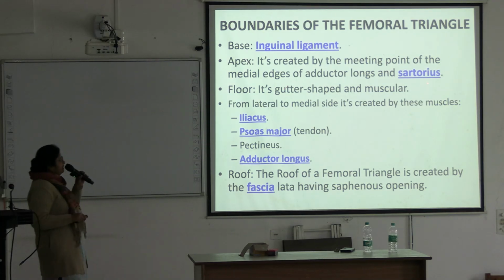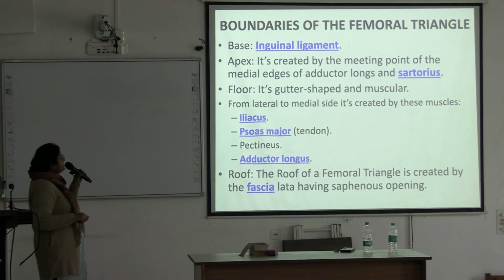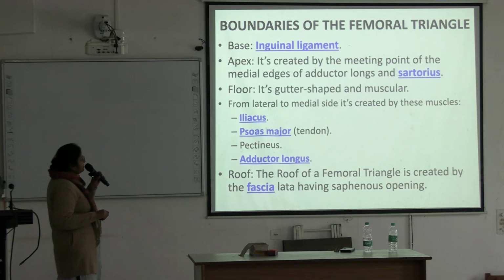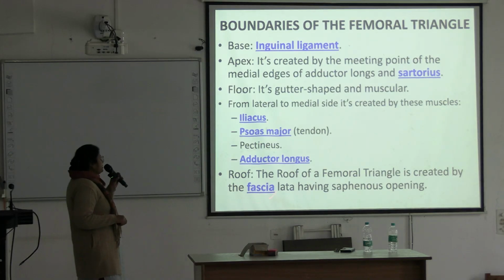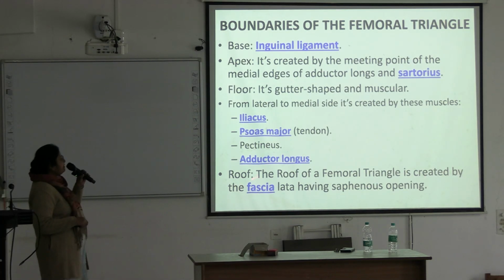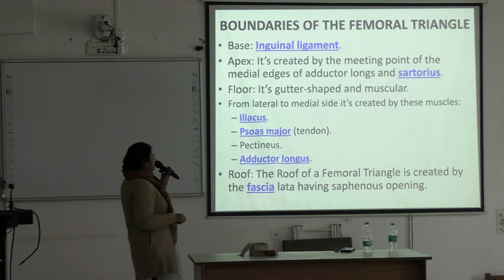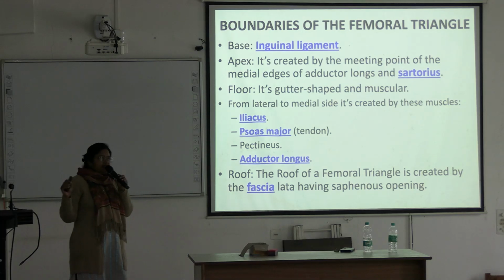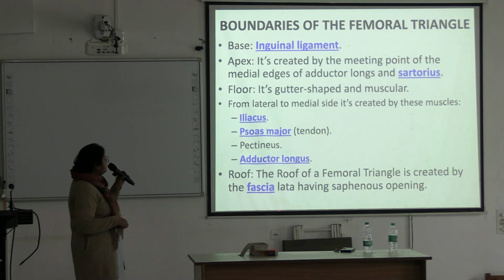Floor is gutter shaped and muscular, and it is formed from lateral to medial side by these muscles: iliacus, tendon of the psoas major muscle, pectineus, and Adductor Longus. You remember these muscles forming the floor. Next we are going to roof. Roof of the femoral triangle is created by the fossa lata. Fossa lata is the deep fossa of the thigh, having the saphenous opening. There is an opening on the medial side of the thigh that is known as saphenous opening.